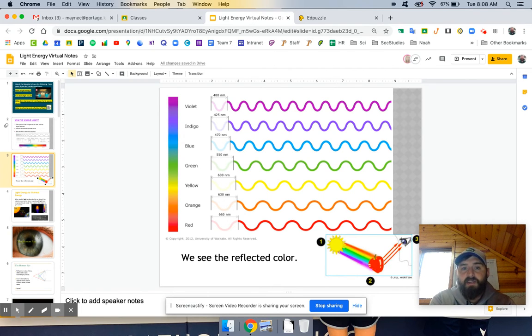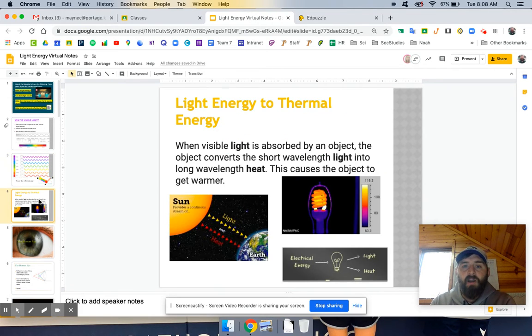If something is purple, it's going to be on the way opposite. Those wavelengths are going to be shorter, and that's what's going to be reflected to our eyes. Another important reason we're doing light energy right after thermal energy is that light energy is often transferred to thermal energy. Remember, energy is never created nor destroyed. It's only transferred from one form to another.